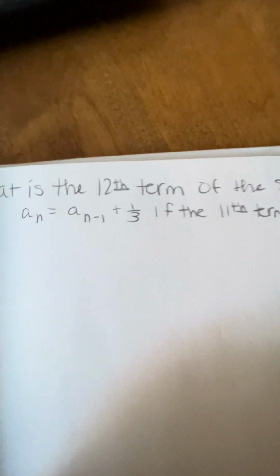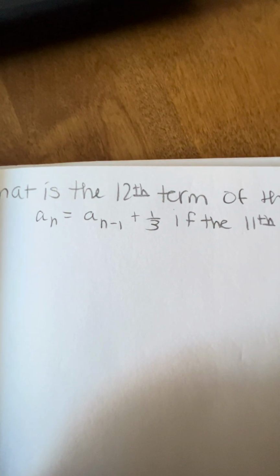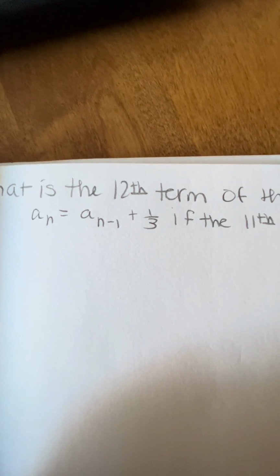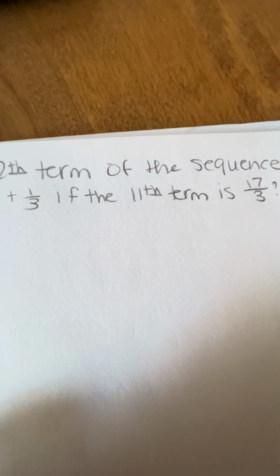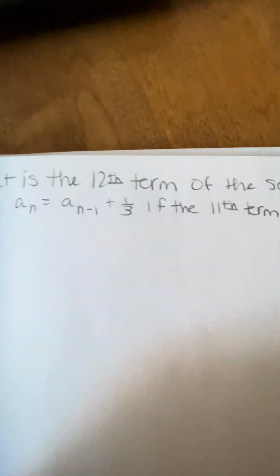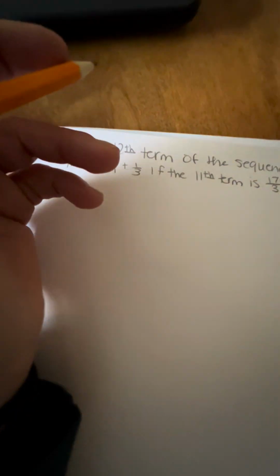So what's the 12th term of the sequence when we have this formula, a sub n is equal to a sub n minus 1 plus 1/3, if we know the 11th term is 17/3? So number one, you're freaking out because it's a fraction. And then you get all this garbage here, which is not helpful. But I'll show you how to work it.